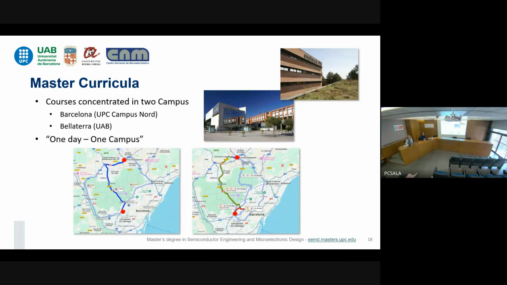By car you have 25 minutes from one place to the other. By public transportation, you have a bit more than 1 hour. There is a train that connects both locations. But the timetables are designed such that you only have to go to one campus every day. So you would not have, let's say, one class in Barcelona early afternoon, and then have to go to another place. This will not happen. All classes, by the way, are done in the afternoon.